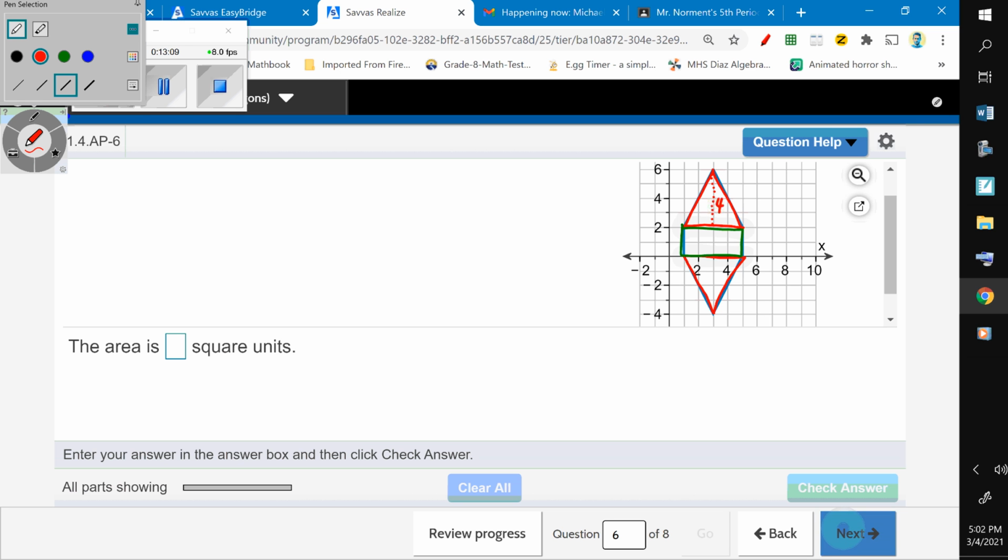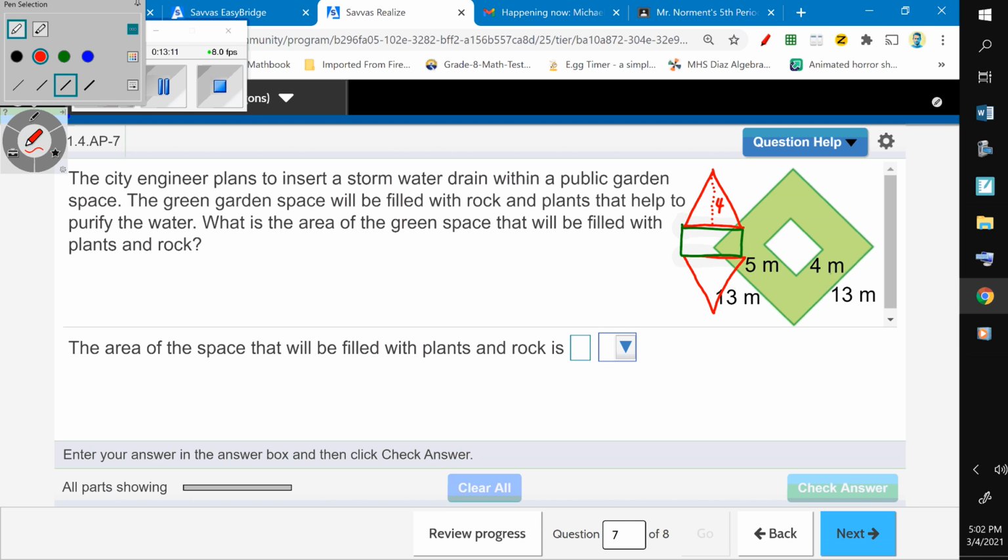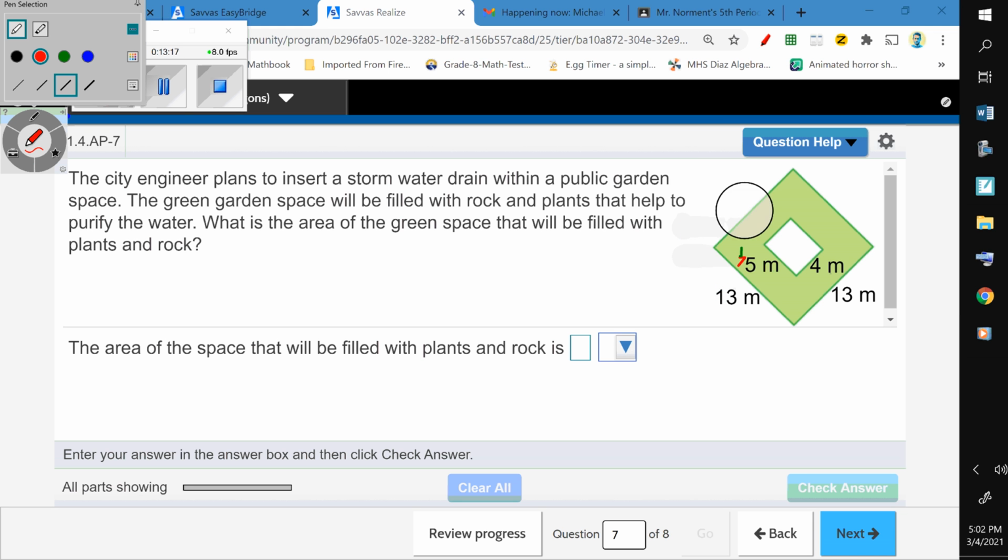Next. Oh, the city engineer plans to insert a storm drain within a public garden space. The green garden space will be filled with rock and plants that will help to purify the water. What's the area of the green space that will be filled with the plants and the rocks? Let me read this again one more time. A storm drain within a public garden space.